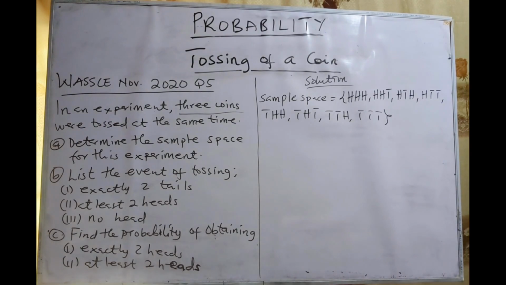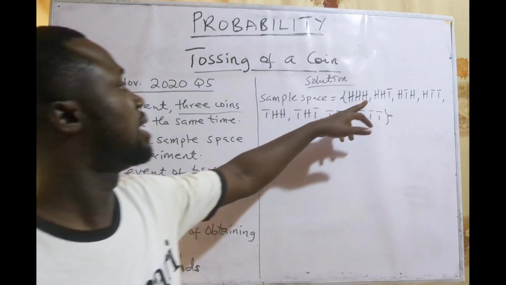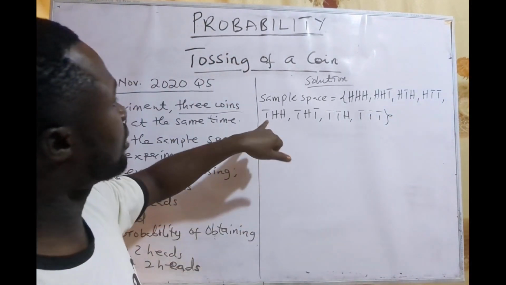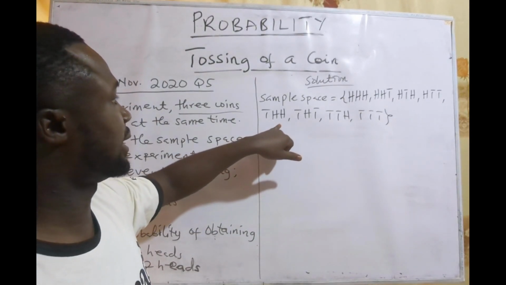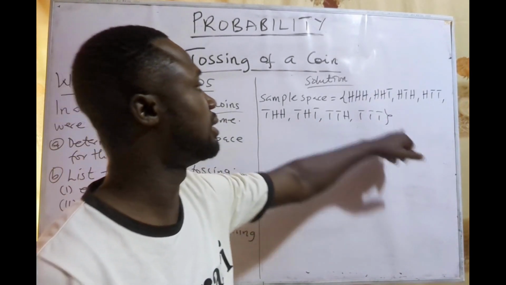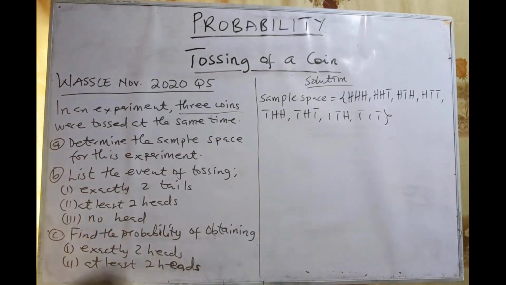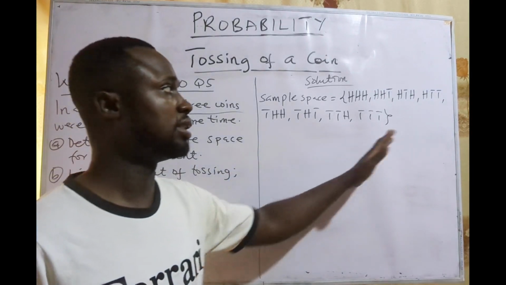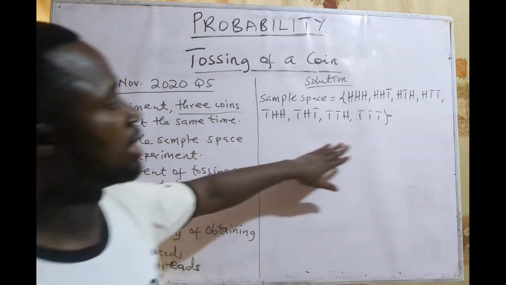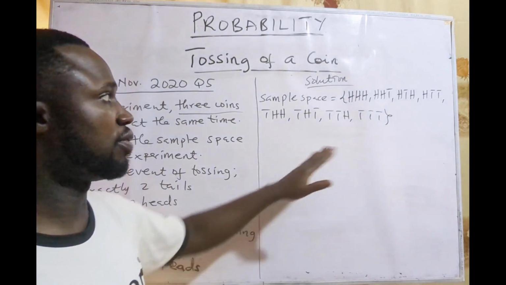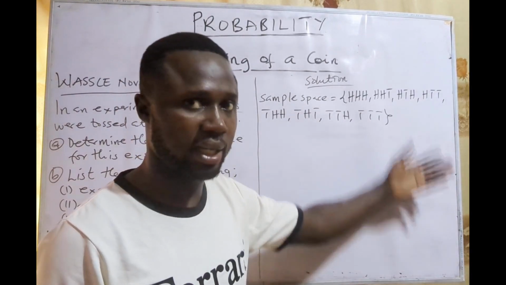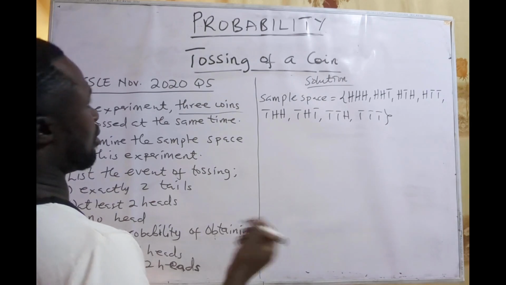So this can be our sample space: head, head, head; head, head, tail; head, tail, head; head, tail, tail; tail, head, head; tail, head, tail; and then tail, tail, head; or tail, tail, tail. If you are confused with this, we can draw a table as we have also learned. If you watched our previous lesson, we talked about tossing a coin 3 times. You can look at that and get your possible outcomes or the sample space.